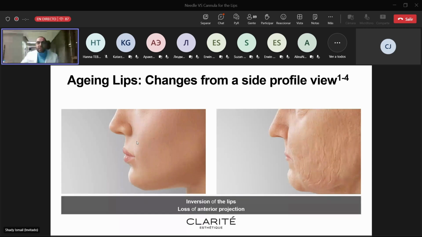So here we can see inversion of the lips. The lips become much more inside. And as I said, flattening and increase in the size of the length between the nose and the lips, which is the nasolabial space.